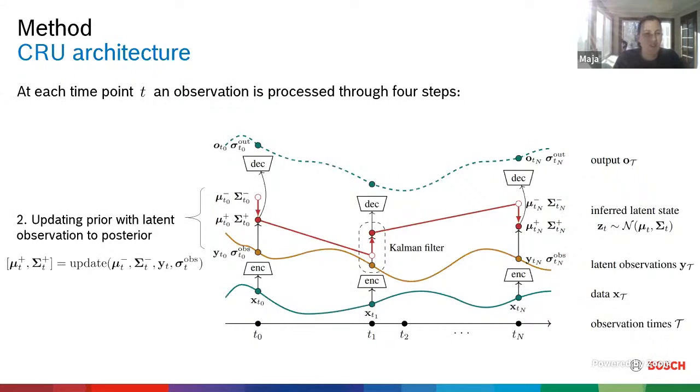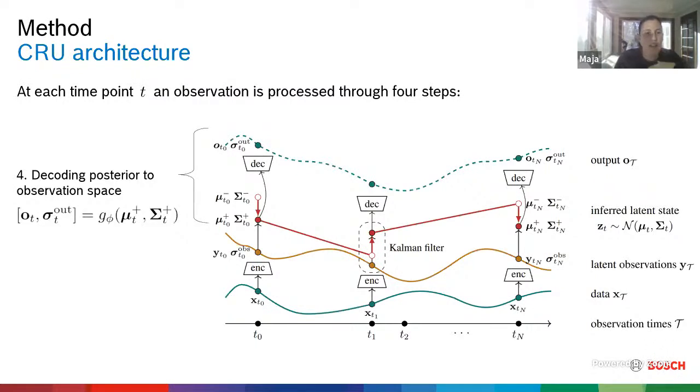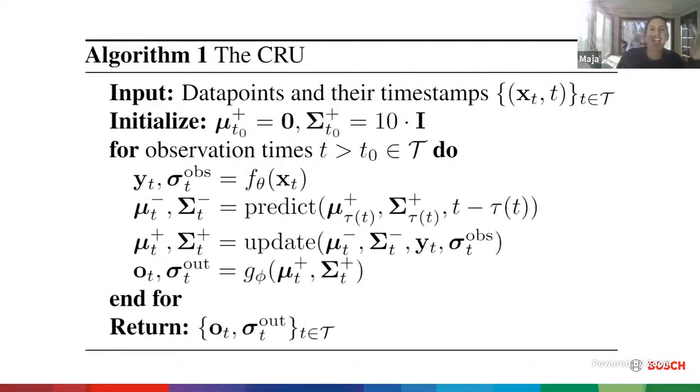Then, based on the latent observations, we can perform an update step. Then the predict step tells us how to simulate forward to the next time point. And finally, the decoding step tells us how to take the posterior mean and covariance and produce the output. So as promised, we now arrived at an algorithmic description of how to apply at least a forward pass of the CRU.